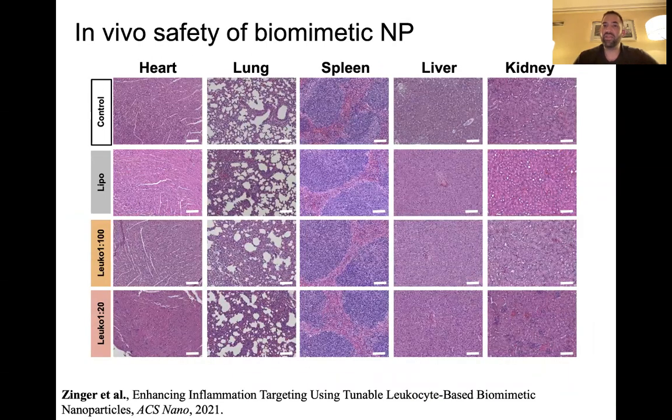Finally, we have demonstrated that increasing the membrane proteins in our biomimetic nanoparticles does not correlate to increasing toxicity, as you can see in front of you from the immunohistochemistry analysis on the filtering organs compared to a control organ.